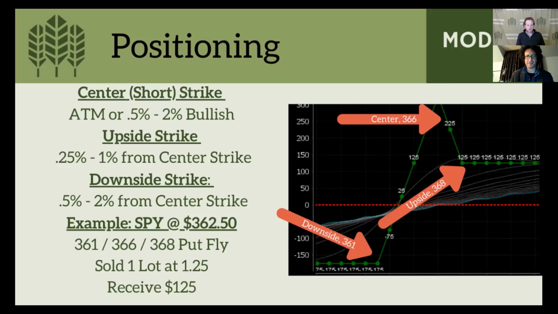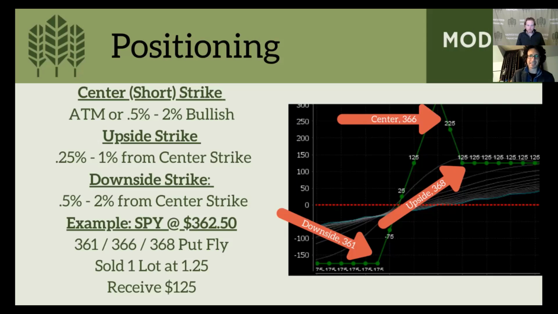But just for general purposes, we're going to set the center strike, and then we have what we call the upside and downside strikes, as the arrows indicate. That will give us our modified structure, give us the credit that we receive to open a trade, and give us our upside yield capture, this $125. Again, this is for a one lot.